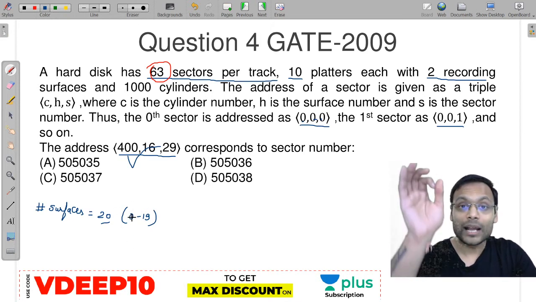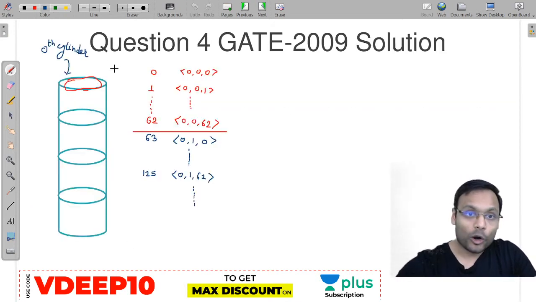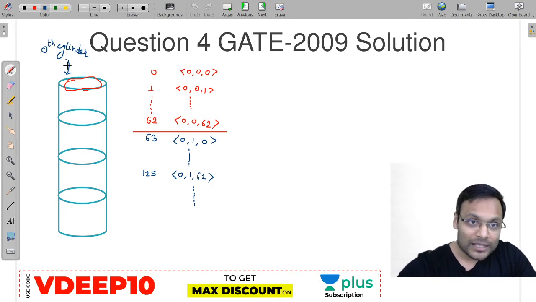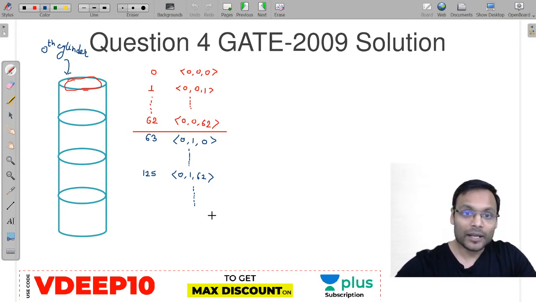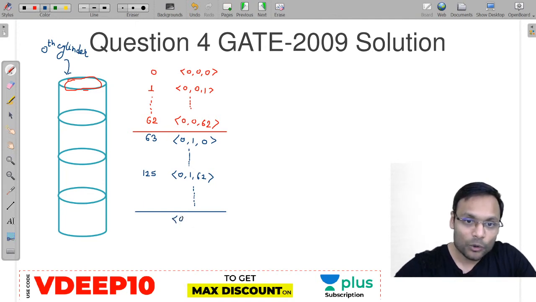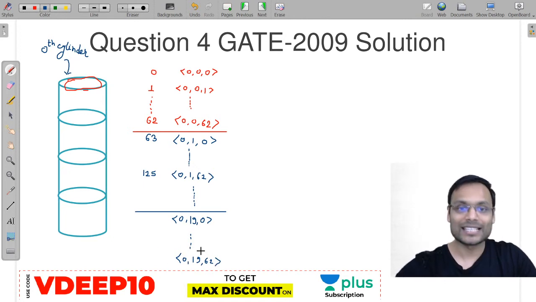Yes, if surfaces 0 to 19 are there, and I want to continue the addressing of the 0th cylinder, then at the end I will have addresses for the last surface like this. The last surface will have 0,19,0 up to 0,19,62. Can you tell me which sector this particular address belongs to?